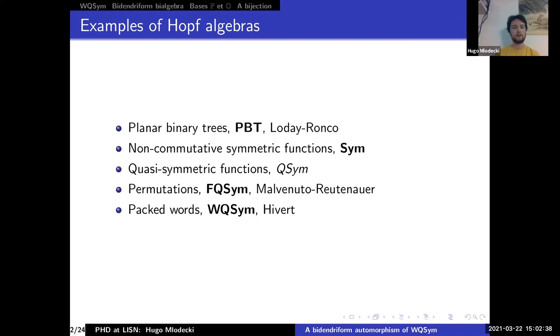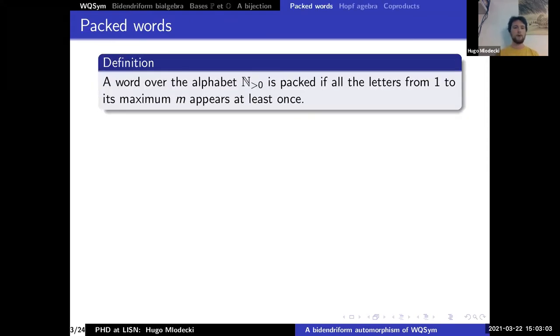If you know it, you know that it is based on permutations. And today I will speak about WQSym, defined by Florent Hivert, my PhD supervisor, and it is based on packed words. Here is a definition of packed words. It's a word on the integer alphabet, and we say that a word is packed if all the letters from one to its maximum appear at least once.